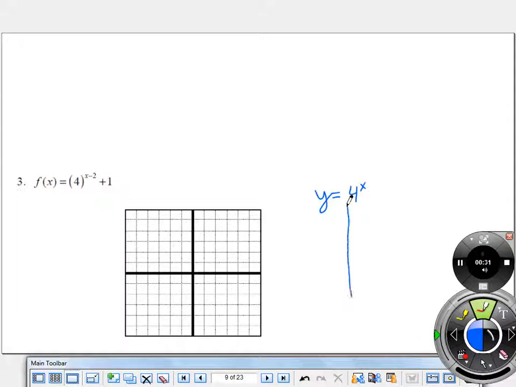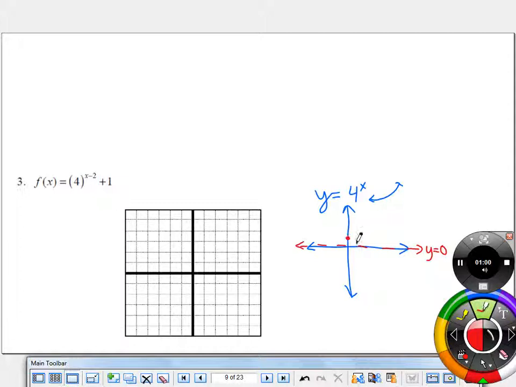Since the base is 4, and that's bigger than 1, then this is a growth function, which means we expect the curve to go upward as it goes over to the right. Now remember, exponential functions have things they all have in common, but then as the base changes, that changes some of the characteristics. So the thing they all have in common is that they have this asymptote at y equals 0, and they have this point at 0, 1. Then the points around that depend on the base.